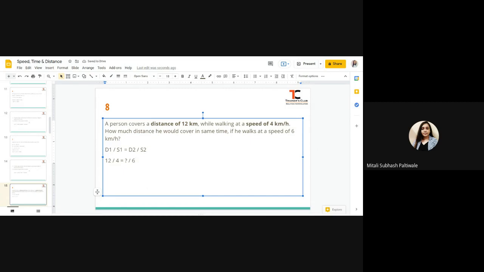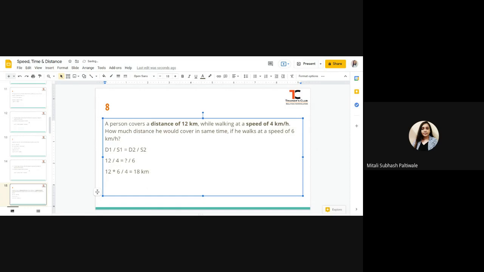Okay, let's just multiply it. 12 into 6 by 4 will give me the answer as 18, because 12 is the third multiple of 4, so 3 into 6 would be 18. So 18 kilometer per hour would be the answer. Sorry, 18 kilometer would be the answer.